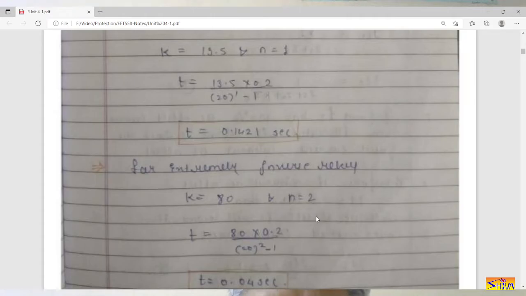In my next class, I will explain how to compute the plug setting and time multiplier setting of inverse characteristic relay when it is used for protection of distribution line, that is low voltage line.